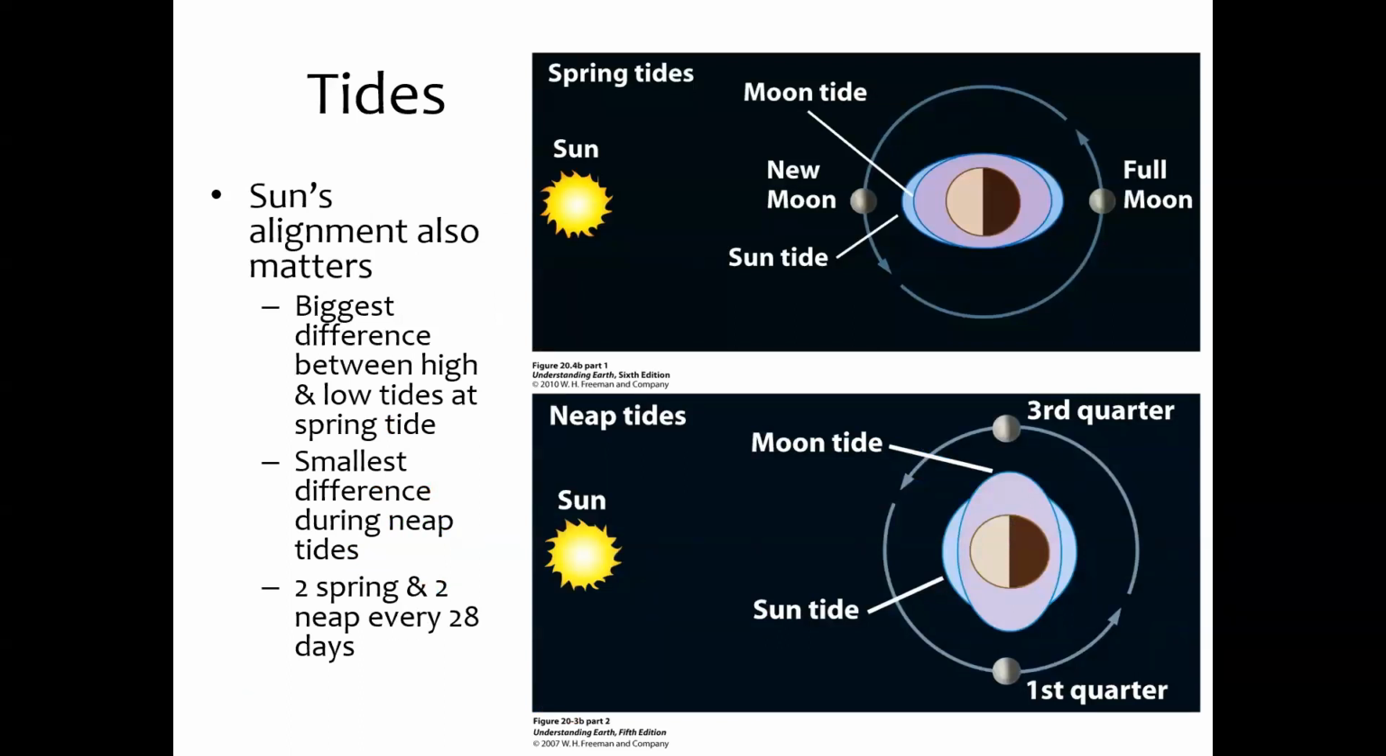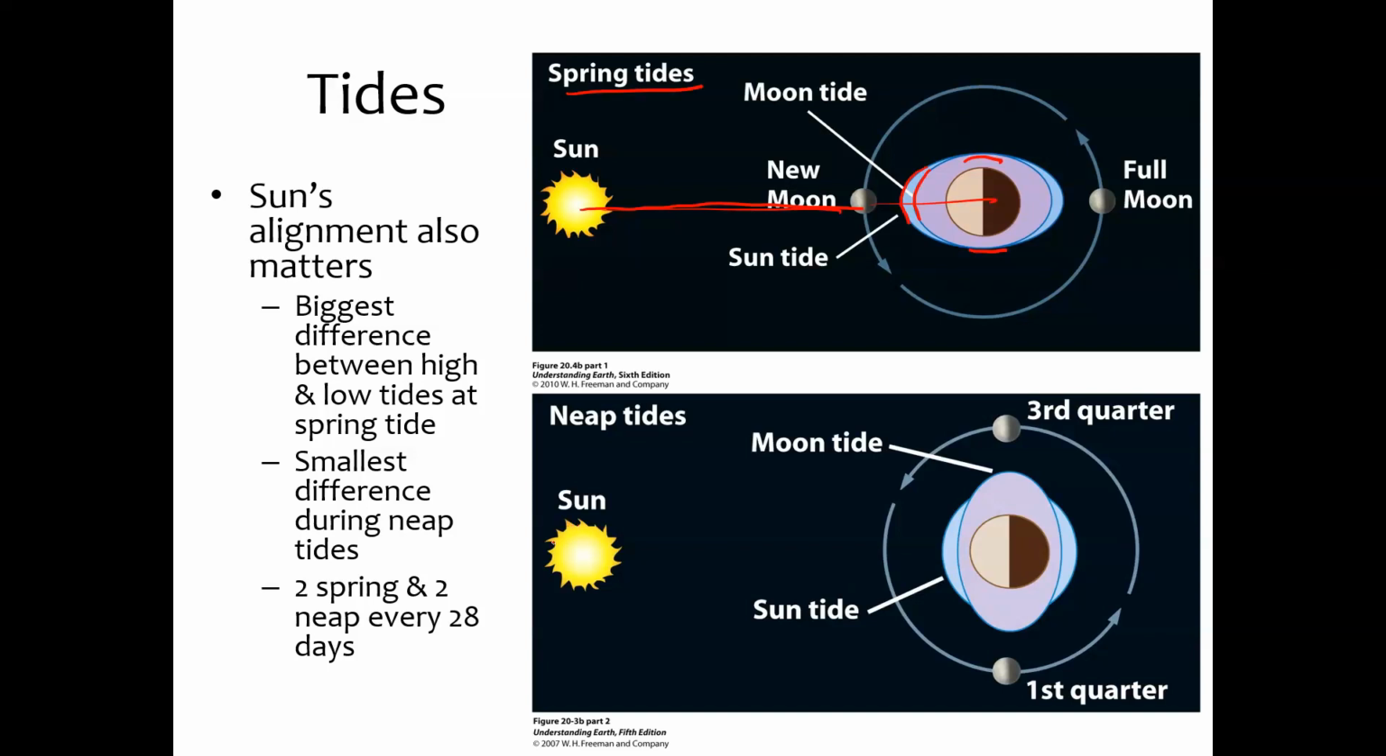Turns out that the alignment of the sun also matters. So when the sun is aligned with the moon and then the Earth, when they're all in a line, you're going to have spring tides. Under those situations, the effect of the sun adds to the effect of the moon, and you get particularly high tides that are called spring tides. Also, you get particularly low tides. So both of those refer to spring tides. Big difference between high and low tides during those.